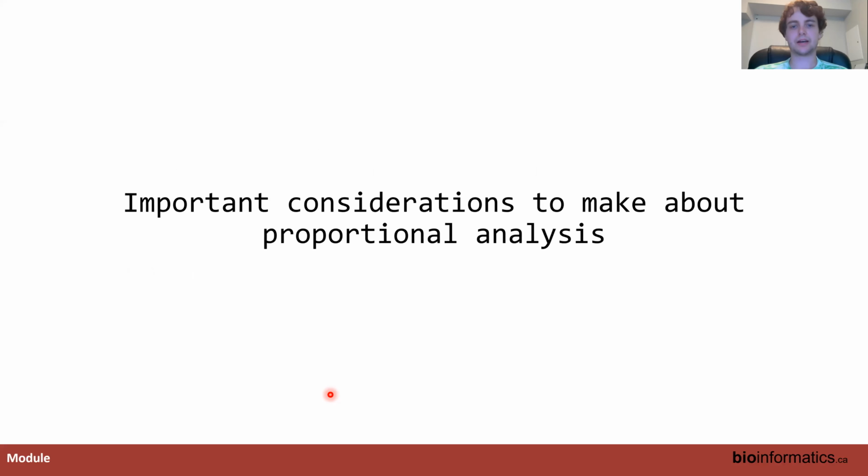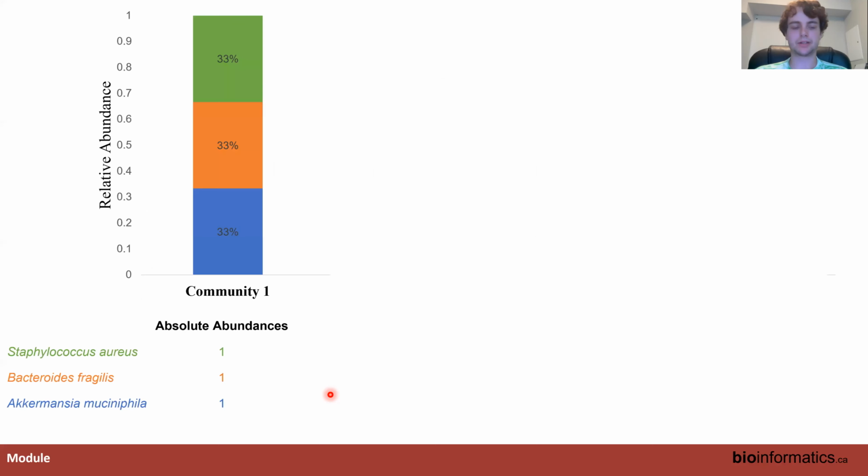However, there is still something else we need to take into account when looking at proportional analysis. And this is the fact that the abundance of one microbe, relative abundance of one microbe, is dependent on the relative abundance of all other microbes.